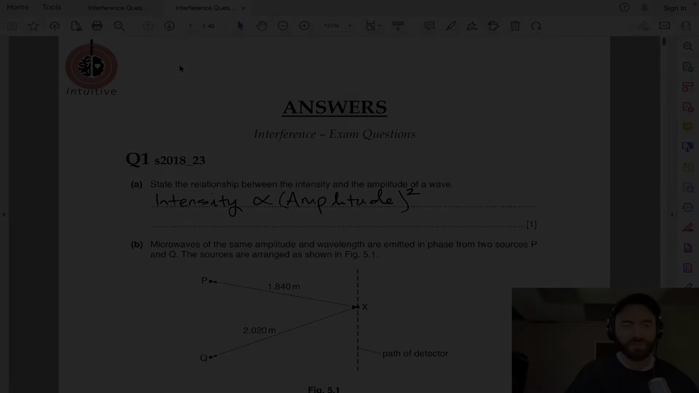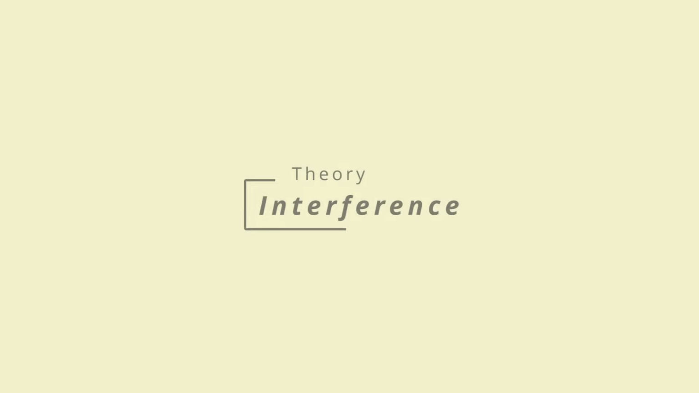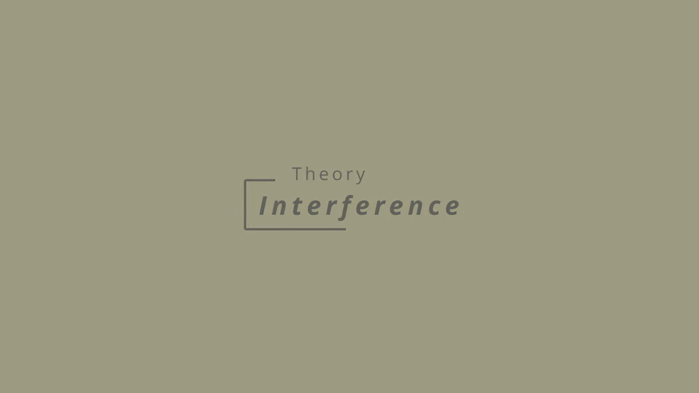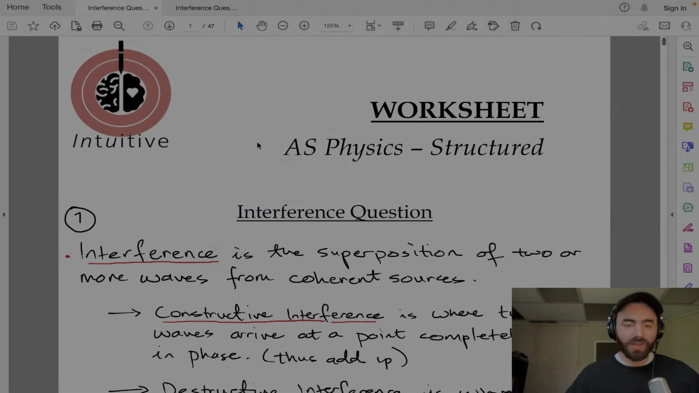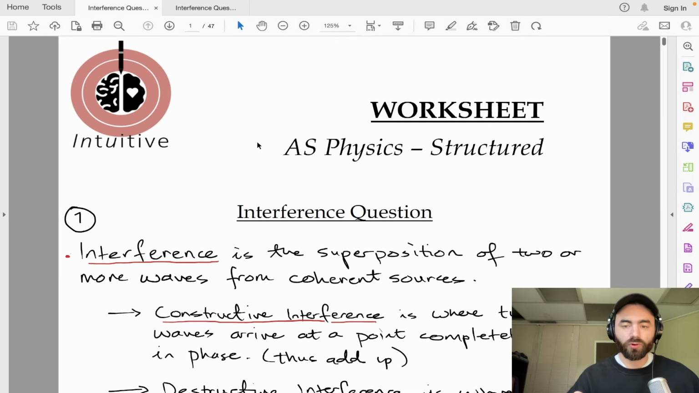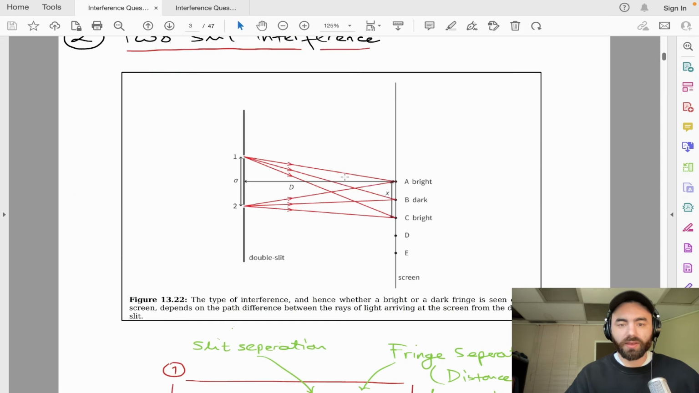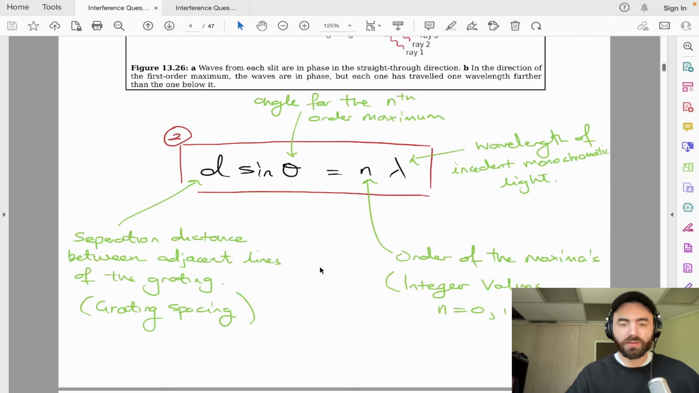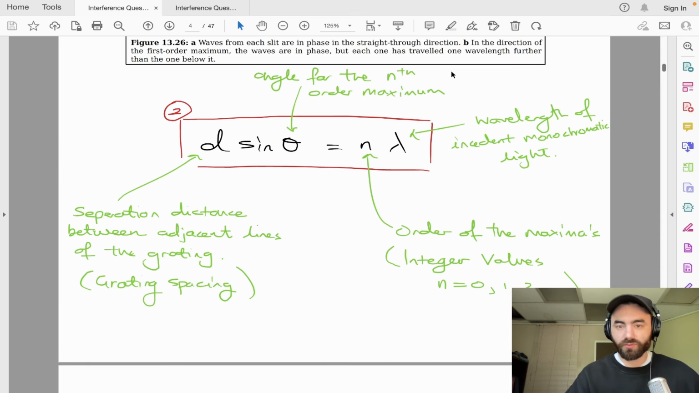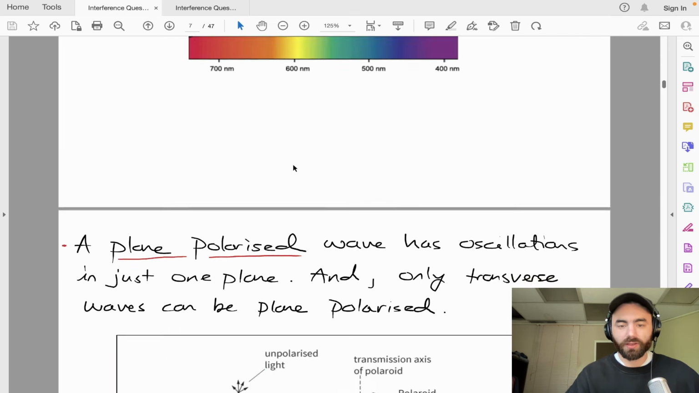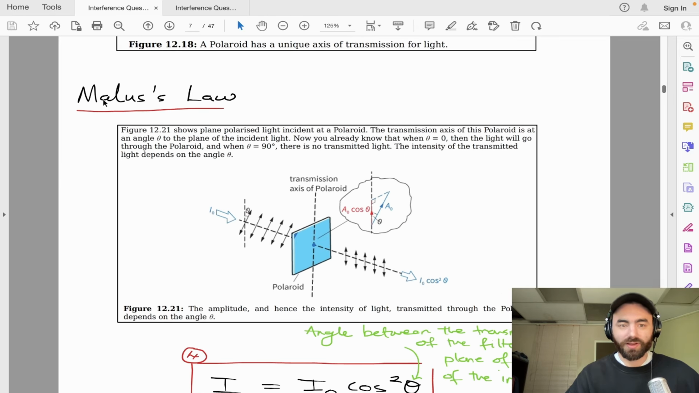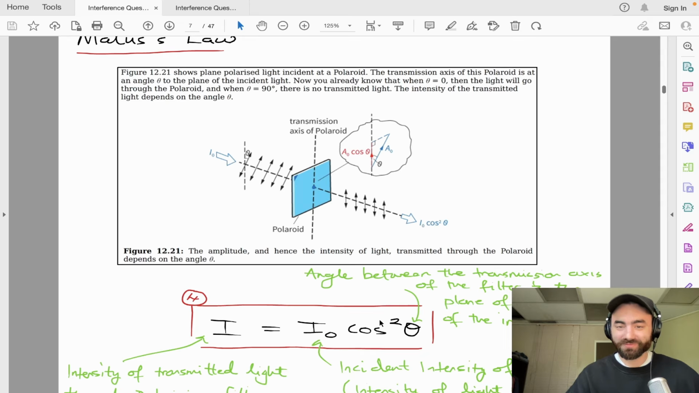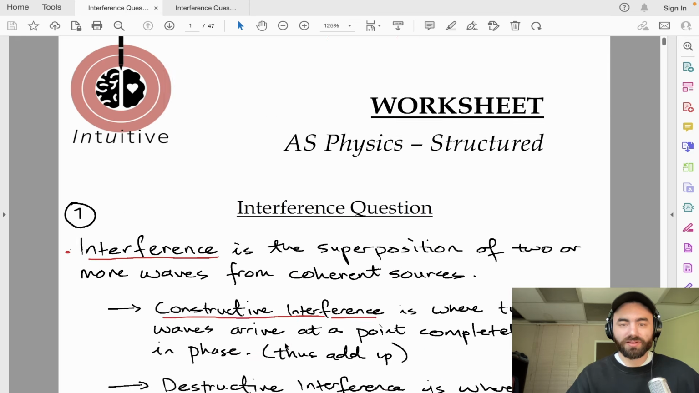Let's talk about interference. There are basically three equations you need to recall and understand: the slit equation, which is this, the diffraction grating equation, which is this, and finally, I don't know how to say this name, Malus's law, which is to do with polarization and relating intensities. So let's talk about it.